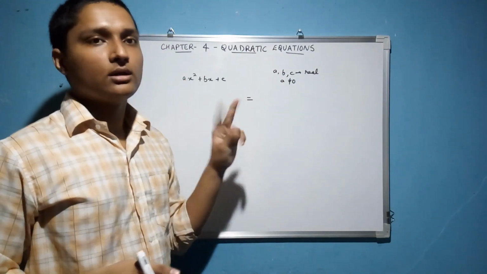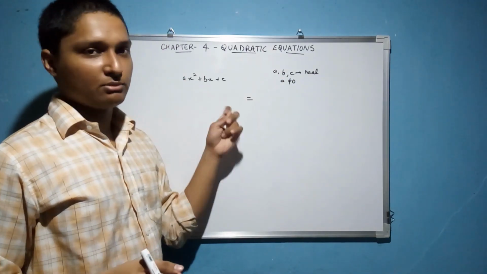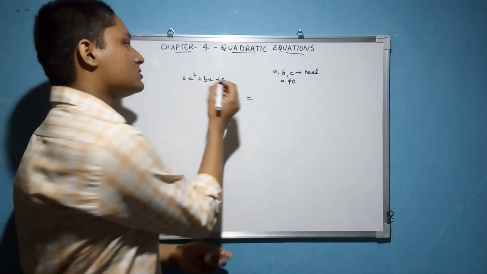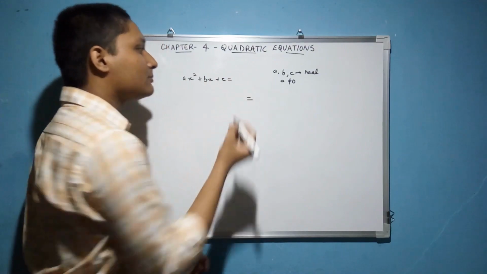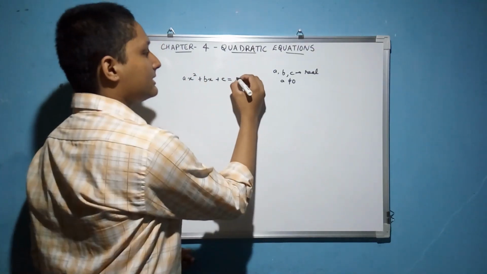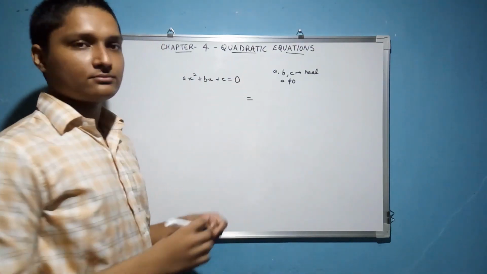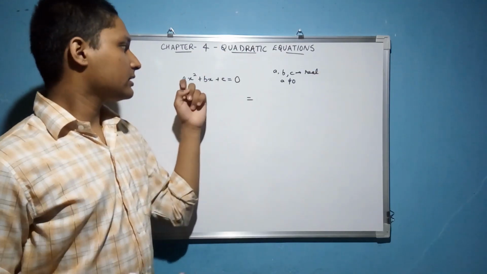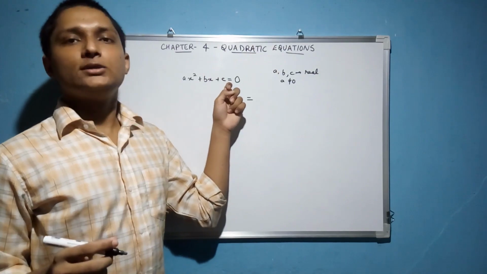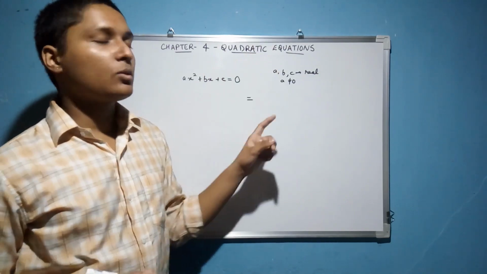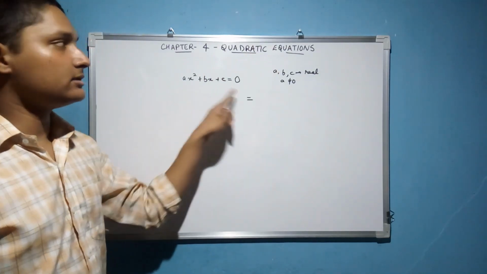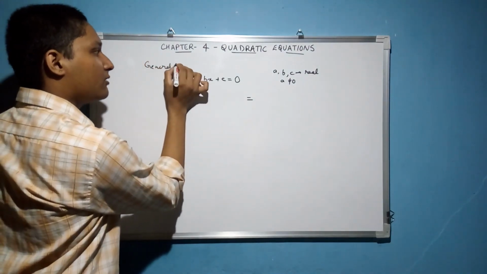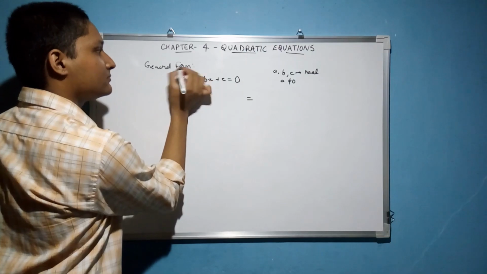So we need to make the union of both of these. That means that it should be a quadratic form and also an equation. Therefore, putting an equal to sign here and writing it equal to 0. So the two elements of a quadratic equation are the quadratic polynomial and the equal to sign that stands for the equation. So this stands for the general form of quadratic equations.